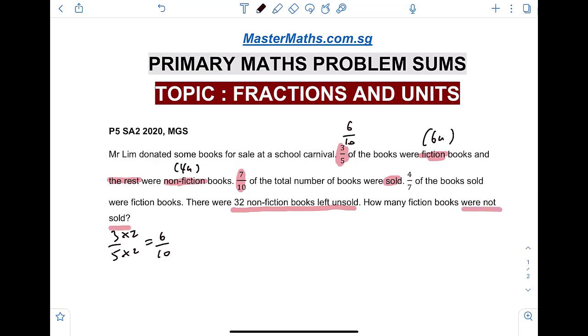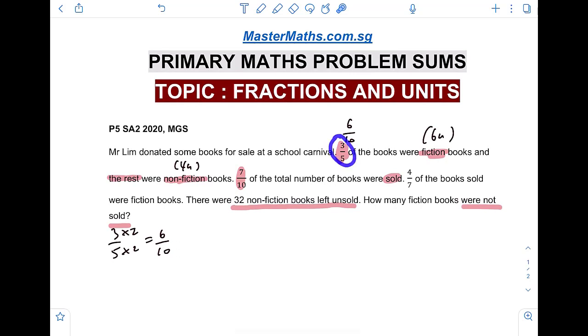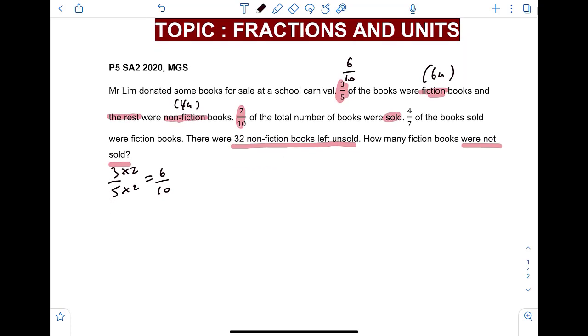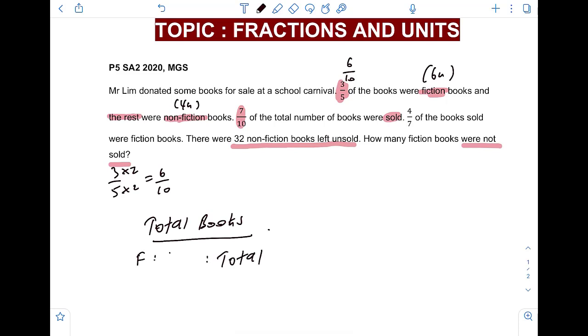Alright, so you need to understand that fractions can be changed into units, and that is the most convenient way to do this question. So the total books, once you figure out the units, you can put it in ratio: total, and then you have fiction, non-fiction. So fiction will take on 6 units, non-fiction will take on 4 units, total 10 units of books.